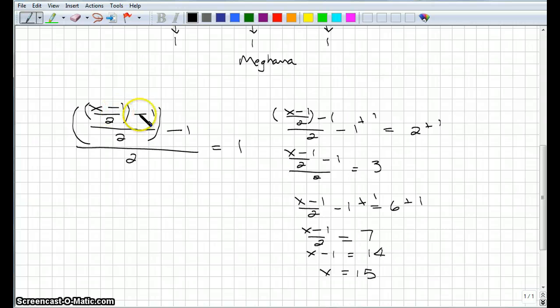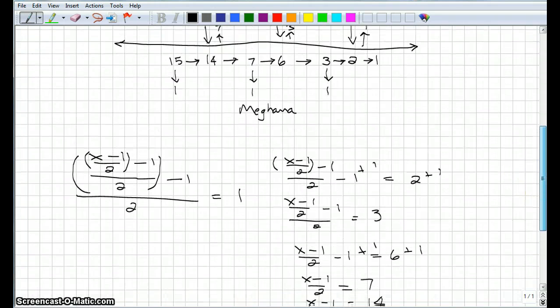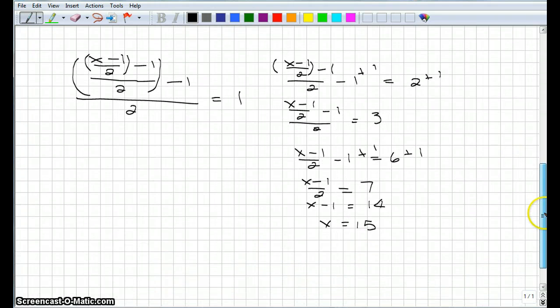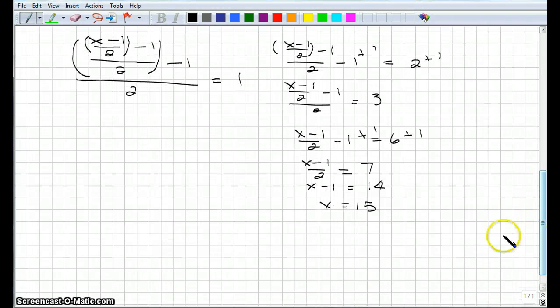So this is the equation we get by working forward, and then we undo everything to get it back to the original number, which was 15. So that's another way to look at it. You might have done it that way. I know my son did it. I gave this problem to him. He did it another way.